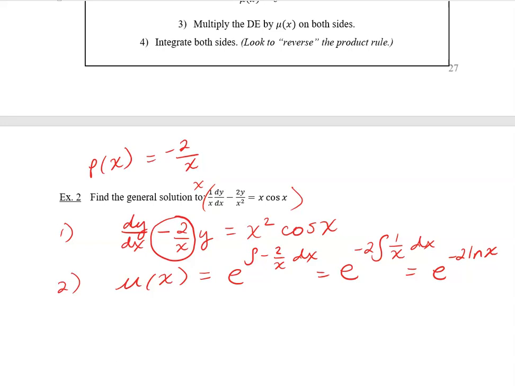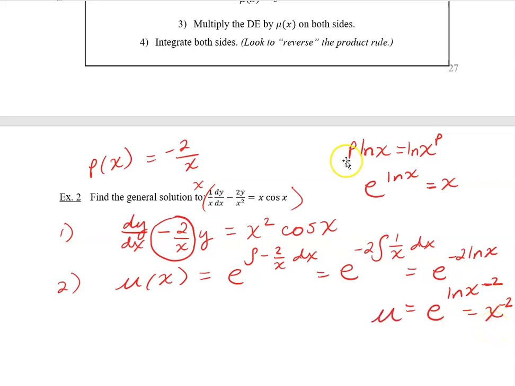Remember the power rule with logs. If you have p times the natural log of x, you can write that as natural log of x to the p power. So if we do that here, this expression becomes e to the natural log of x to the negative second. And remember, this is a really important property: e to the natural log of x is just x. So that simplifies to x to the negative second. And that's what you're going to use for your integrating factor.